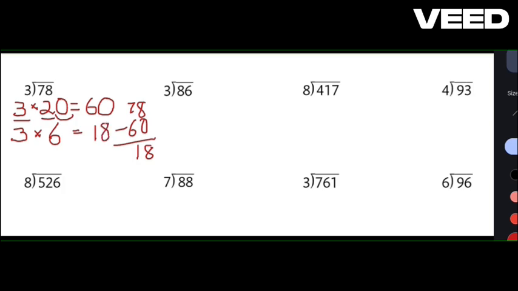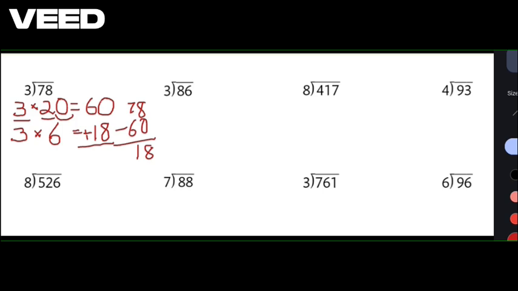So now, if we add 60 plus 18, this question is for student 3. Student 3, what is 60 plus 18? Well done. 0 plus 8 is 8, and 6 plus 1 is 7. So we reach exactly our dividend. We reach exactly 78.